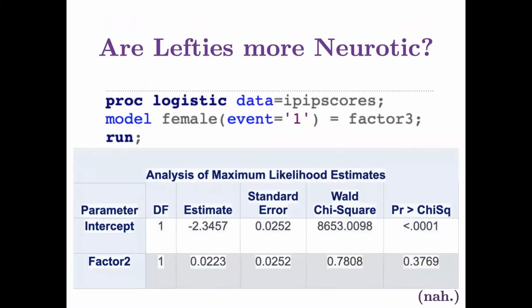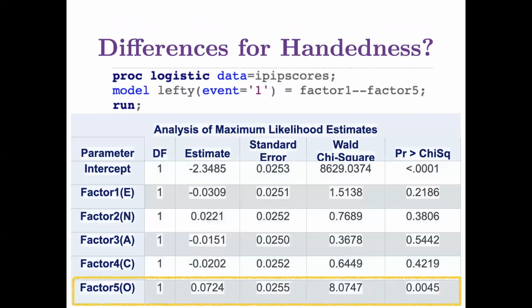Now, are lefties more neurotic? Nah. Are there any differences for handedness? Well, actually, kind of. This is a lot of data for accepting that level of p-value, but it gets close. Openness gets close to showing differences between lefties and righties. So I thought that was interesting.